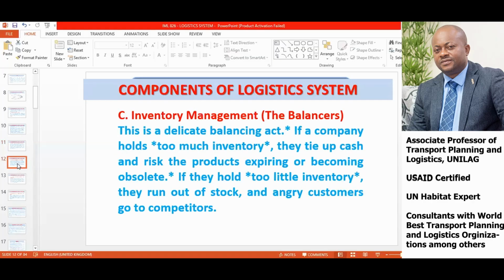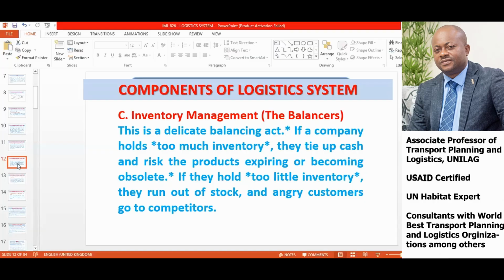The third one, the balancers. What's the technical name for balancers? Inventory management. Thank you so much. Who is reading this for us? This is a delicate balancing act. If a company holds too much inventory, they tie up cash and risk the product expiring or becoming obsolete. If they hold too little inventory, they run out of stock and angry customers go to the competitor.